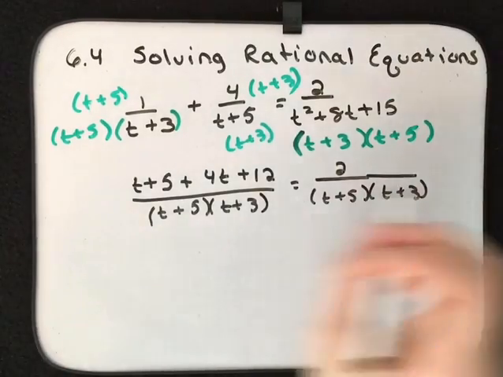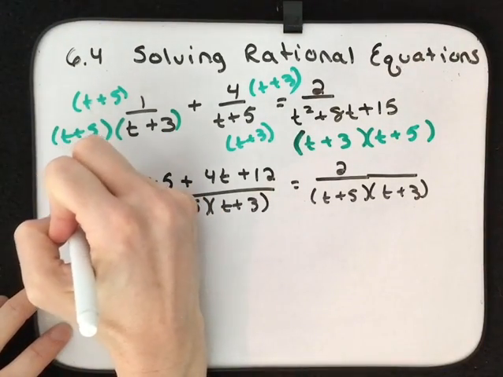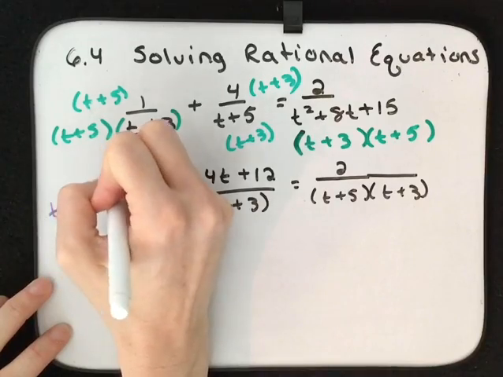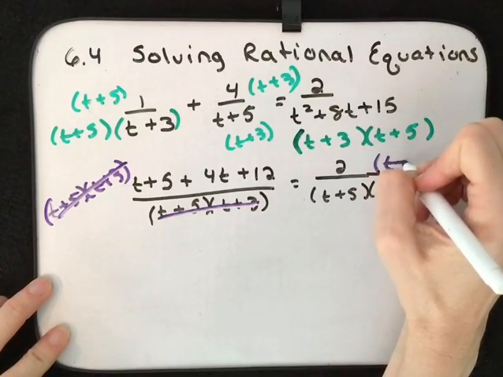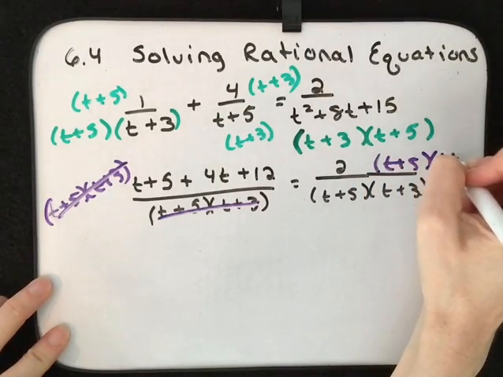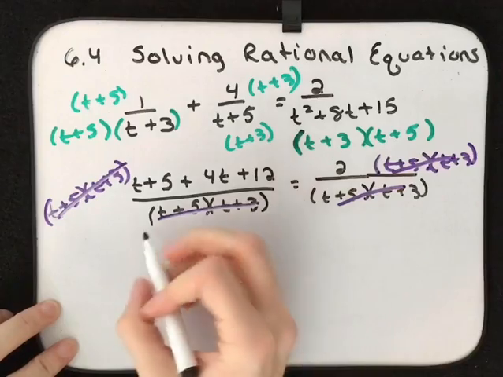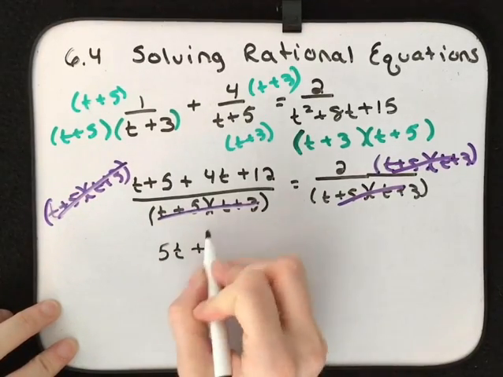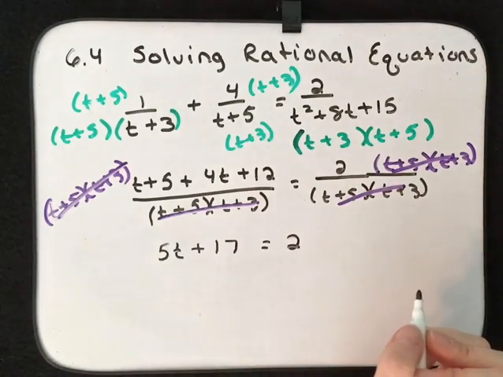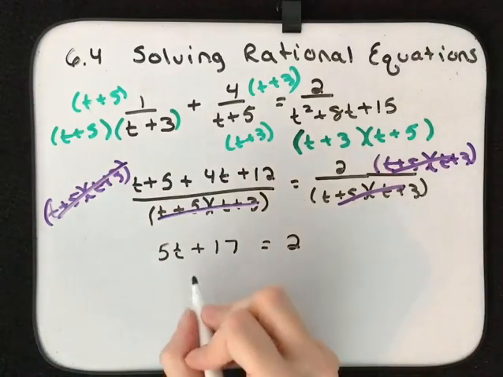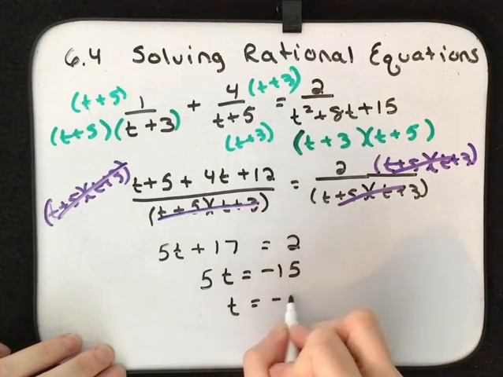There we go. Now if we multiply both sides by our common denominator, this one and this one will cancel, and this one will cancel. Then we're left with t plus 4t is 5t, 12 plus 5 is 17, equaling 2. Then we can solve this down. Let's subtract our 17 from both sides, and we'll get t equals negative 3.